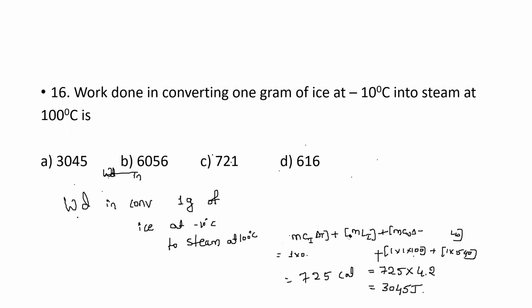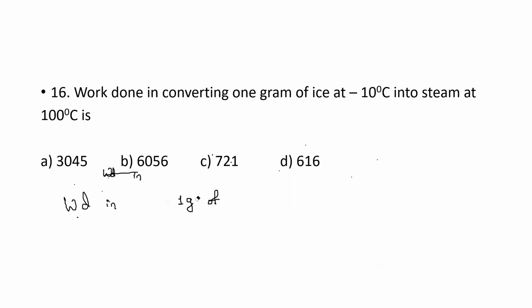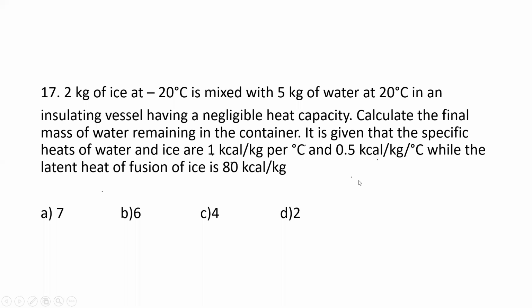As it is converting from solid to steam, we need to use the 4 steps of work done. If it is solid to gas, then 3 steps will come. Like that, the work done calculation will change. We need to observe the question properly and see from which state to which state it is getting converted. Okay. Next question.